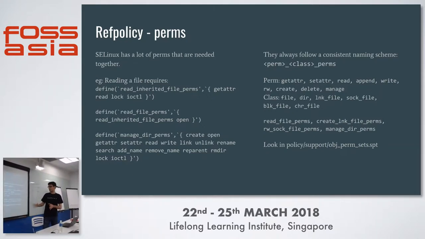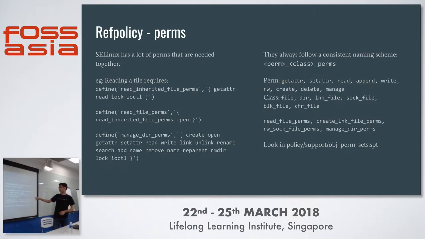So the setup of these defines is the permission that you're getting, and then the class, and then perms at the end. The permission will be, depending on what the thing is, like read, write, manage. If it's a directory, you can have add, remove, these things. The class is different kinds of things, like file versus sock file versus symlinks. And if you look in the image that I gave, I put the whole policy source code in the root's home directory. So if you look in policy support obj perm sets, that's where all these are defined. So you can go find some more of them.